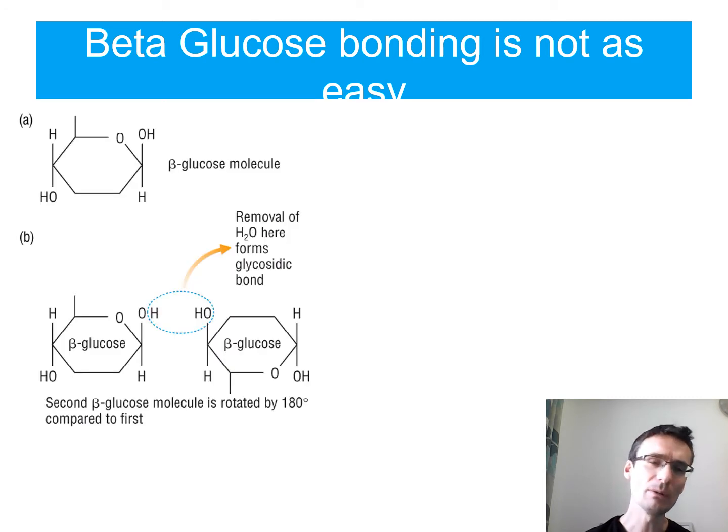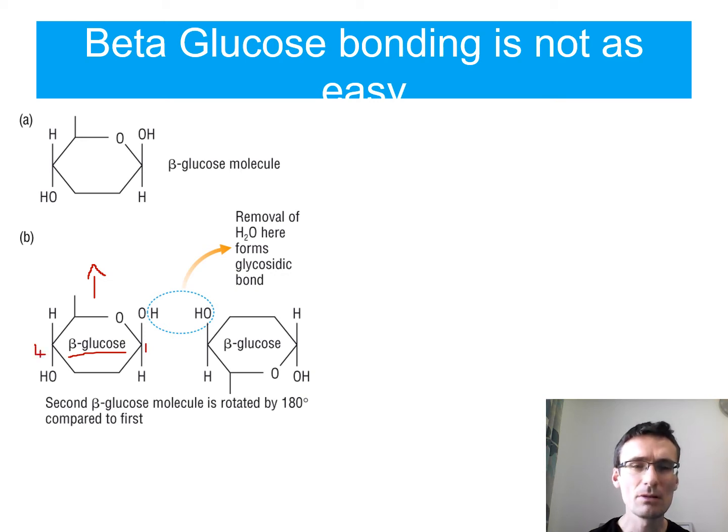So if you look at this one, we've got here at the bottom of the screen, sorry. Okay, so if we look at this beta glucose molecule, first of all, this one is the correct way up. So it's facing upwards as you would expect. That means this is carbon 1 and this is carbon 4, as we've said before.